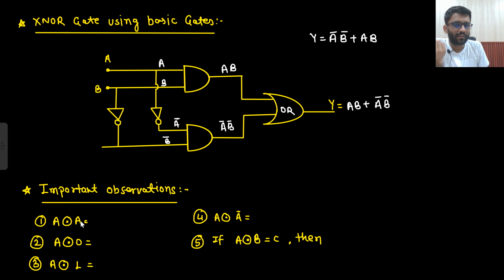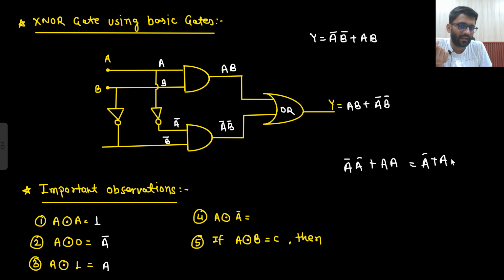Now A XNOR A. I will treat it as XOR gate. So A XOR A is 0, but XNOR is there, so the answer will be 1. A XOR 0 is A, but XNOR is there, so the answer will be A bar. A XNOR 1: A XOR 1 is A bar, but XNOR is there, then bar will come, so A will be the answer. You can solve it on your own as well, A XNOR A bar: bar of both of them plus without bar, so A bar plus A, and A bar plus A is 1.